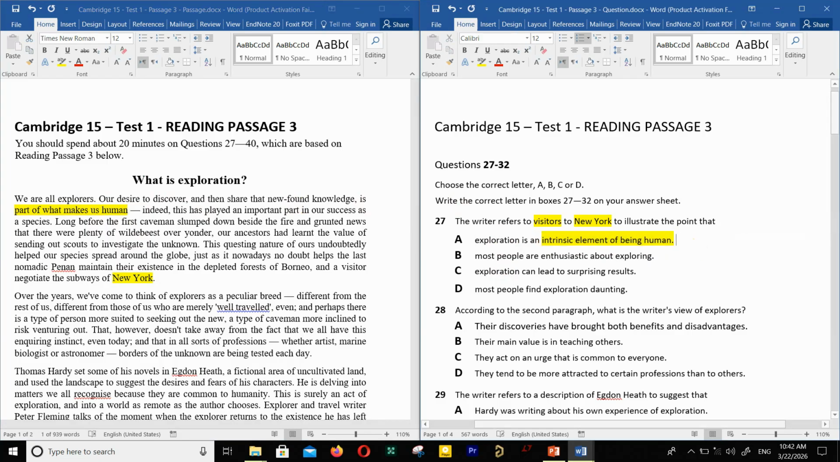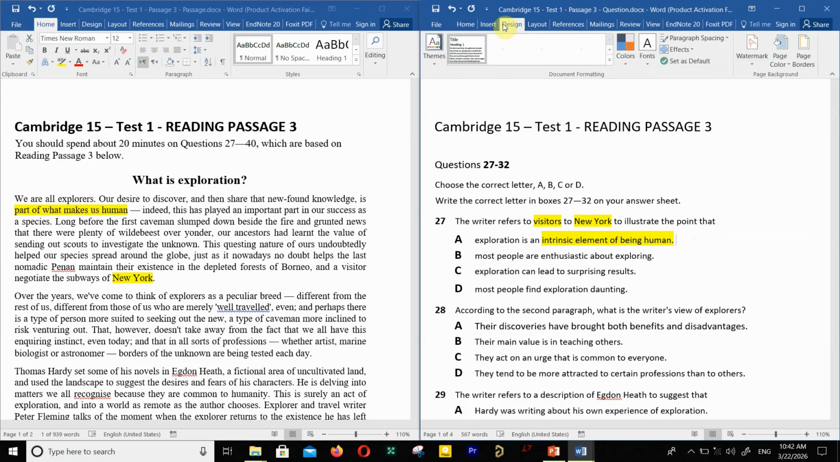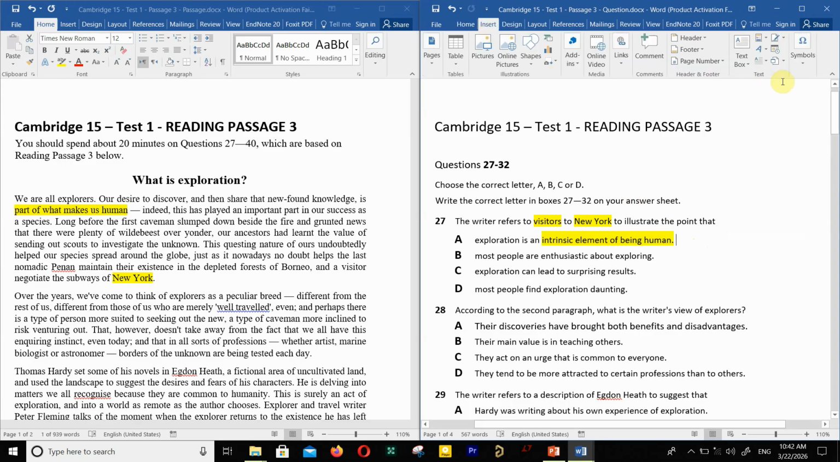So until now we can locate the answer based on this, and the answer is option A.